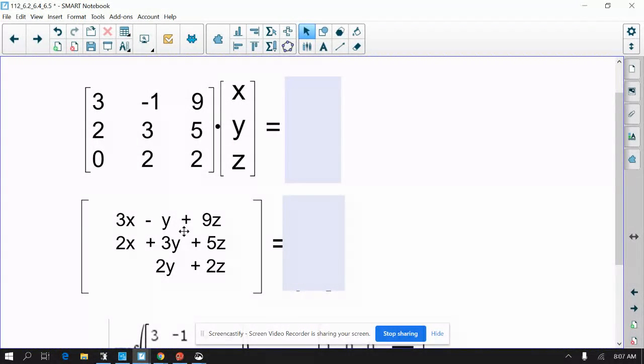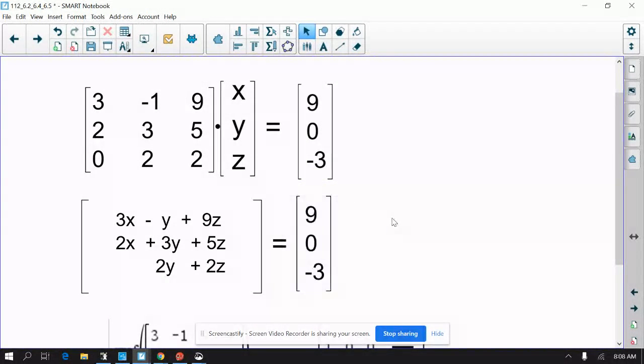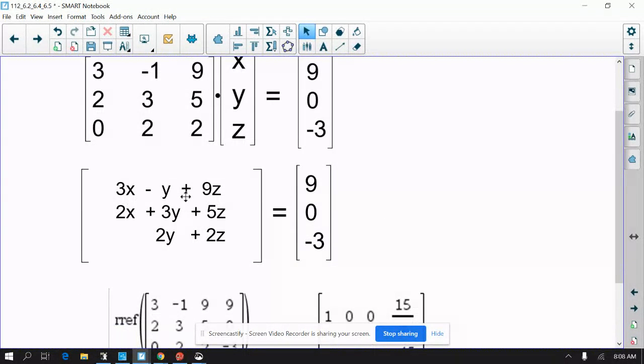Now, this looks like one side of a system of equations. If this product equals these three numbers, then I can say, well, 3x minus y plus 9z equals 9. 2x plus 3y plus 5z equals 0. And 2y plus 2z equals -3. Remember, if two matrices equal each other, they must have the same order, and each element equals its corresponding partner.